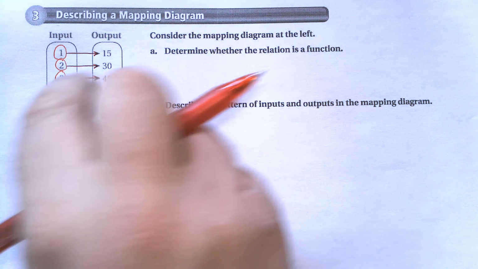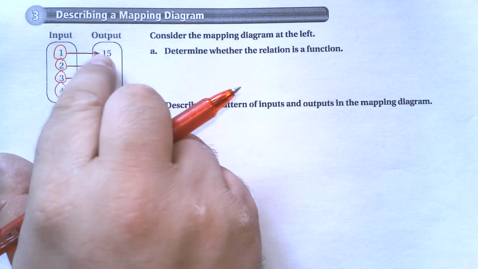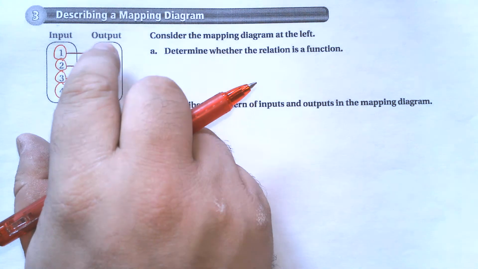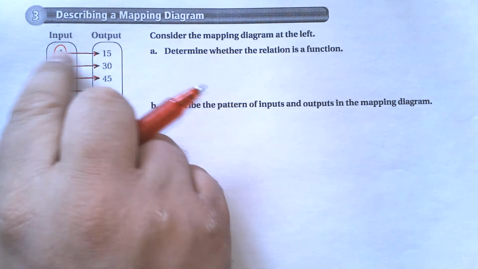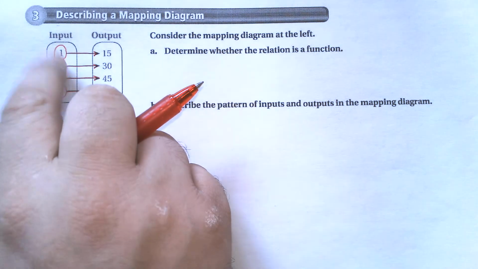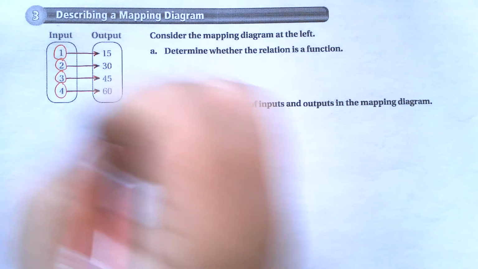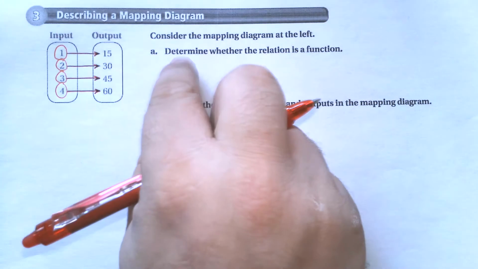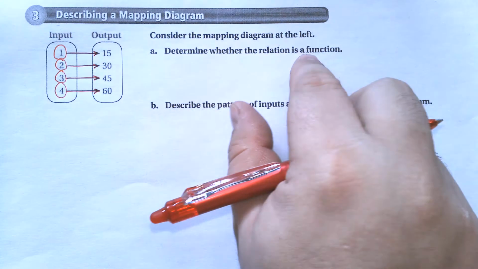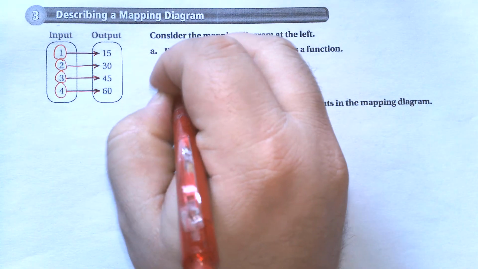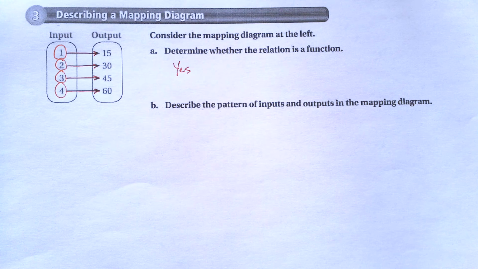All right. What I can tell already is only one line comes from every input. In other words, there's only one output for every input. I think I misspoke. There's only one line coming from every input to an output. So, since that's the case, we know this is a function. And the first question actually asks exactly that: determine whether the relation is a function. And very simply, I can say yes because I've already done the work to prove it.